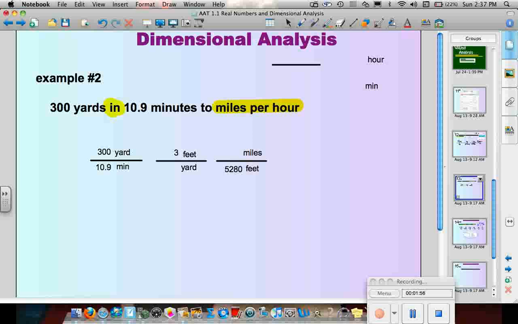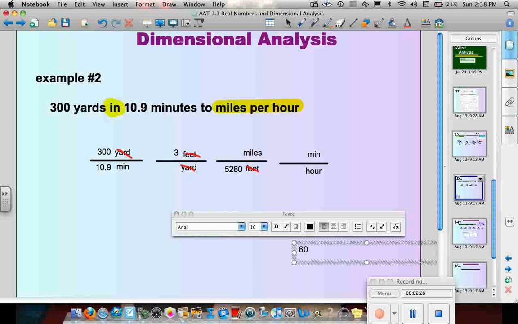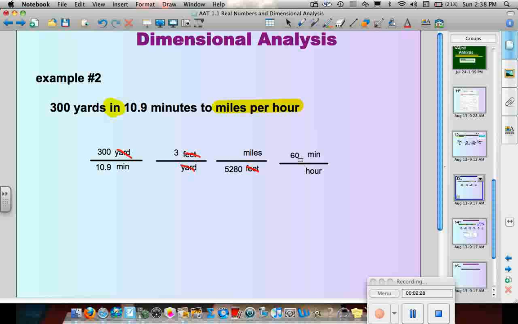Alright, so if I look, I can go ahead and cancel. My yards are gone. My feet are gone. And right now I have miles in the numerator, minutes in the denominator. Okay? I'm trying to get to hours, so I need to figure out a way to get rid of the minutes. If I have minutes in the denominator, I want minutes in the numerator, so it cancels. I'm going to end up in hours. So the question I have for myself is how many minutes in an hour? Well, I know that. That's 60 minutes in 1 hour. And I check out my canceling. My minutes cancel.